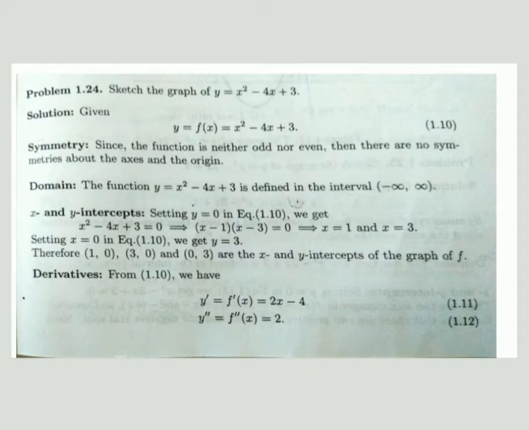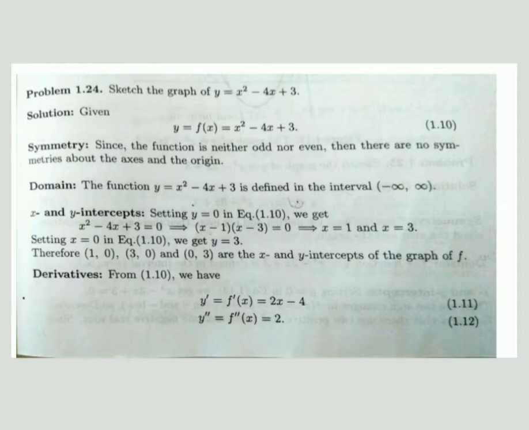X intercepts: to find the x intercept we have to set y is equal to 0. So if we set y is equal to 0, what will we obtain? X square minus 4x plus 3 is equal to 0. Simplify that one, and we obtain x minus 1 into x minus 3 is equal to 0, or otherwise x equal to 1 and x equal to 3. So therefore the x intercepts are x equal to 1 and 3.